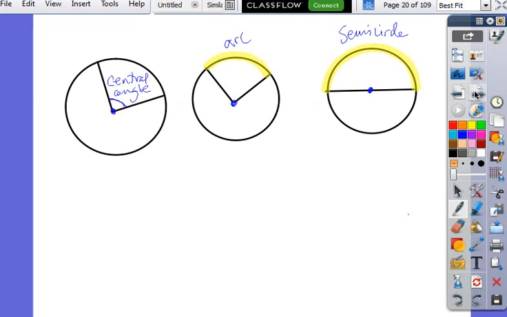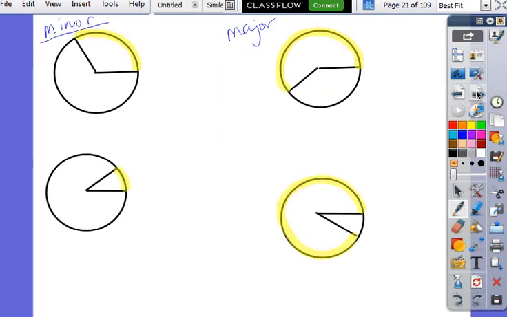Central angle goes to the center, comes back out. An arc is part of a circle. Semicircle is half. Minor arcs are smaller than 180. Major arcs are between 180 and 360. Why can it not be 360? Because it would be a full circle. Then it's the whole circle again.